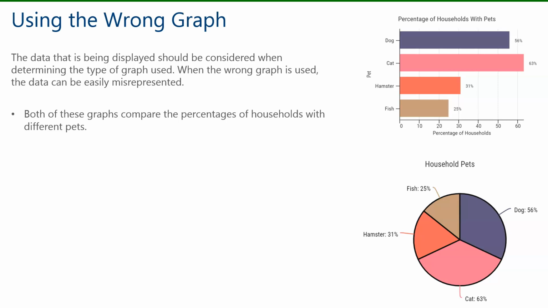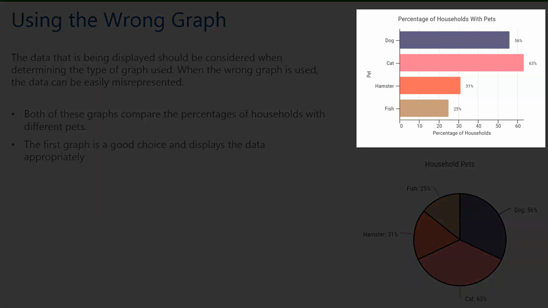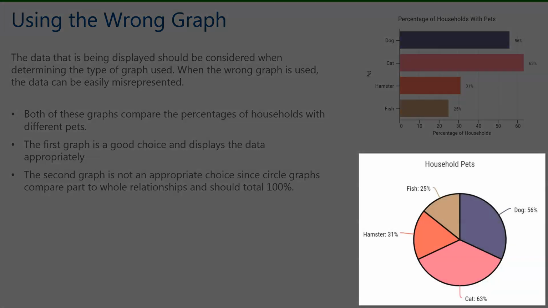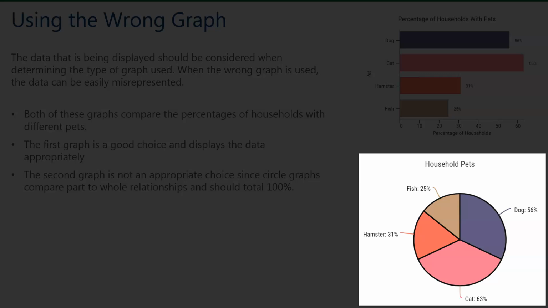Both of these graphs compare the percentages of households with different pets. The first graph is a good choice and displays the data appropriately. When I look at this graph, I can see that 56% of households have a dog, 63% have a cat, and so on. The second graph is not an appropriate choice since circle graphs compare part-to-whole relationships and should add up to 100%. This graph clearly adds up to more than that.